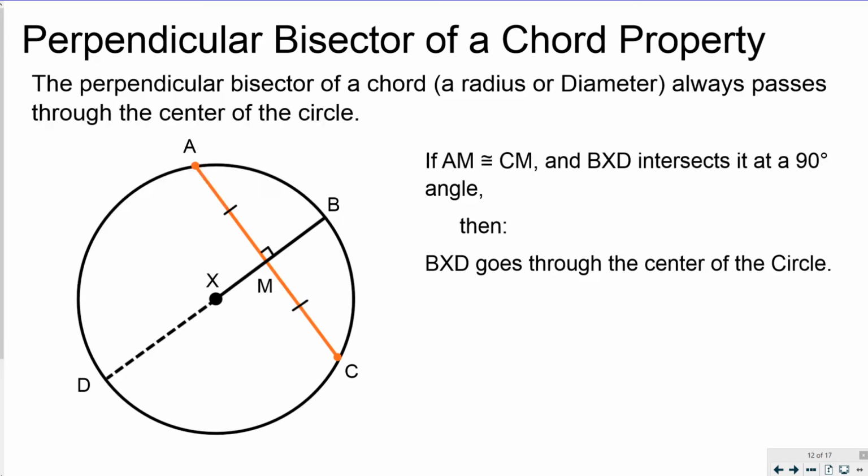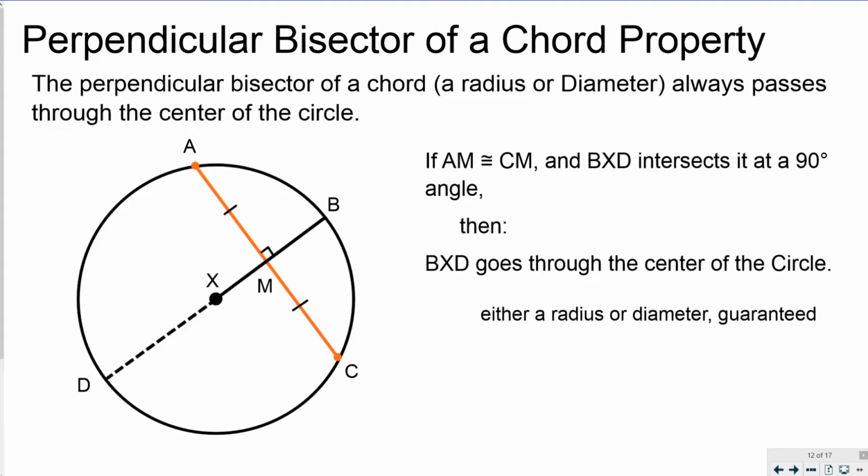Okay, and finally, or not finally, I'm not so sure, but the next property is the perpendicular bisector of a chord property. The perpendicular bisector of a chord, such as a radius or a diameter, always passes through the center of the circle. If AM is congruent to CM and BXD intersects it at a 90-degree angle, then BXD must go through the center of the circle, guaranteed. It's either a radius or it's a diameter, guaranteed.